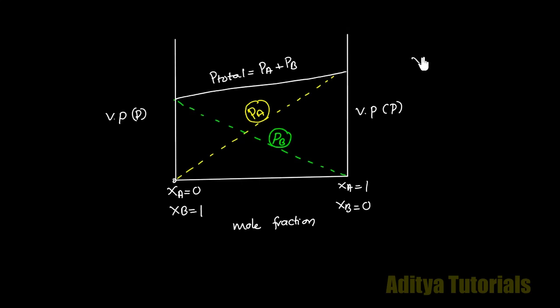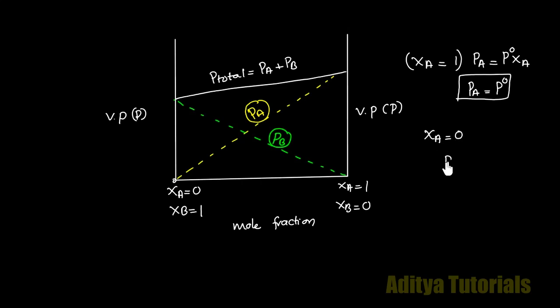When the mole fraction of A is equal to 1, the partial pressure of A is equal to P naught into XA, the mole fraction of A. But here the mole fraction of A is given as 1. Therefore, the partial pressure of A is equal to the partial pressure in its purest form. Similarly, when the mole fraction of A is equal to 0, the partial pressure of A is P naught multiplied by 0, so you will get 0. When the mole fraction of A is 0, the partial pressure of A is also 0. It is obvious that if the container does not contain the A component, how can there be a partial pressure for A?